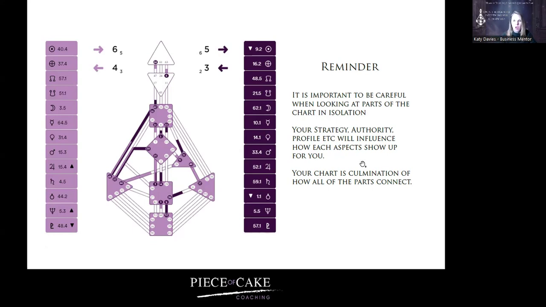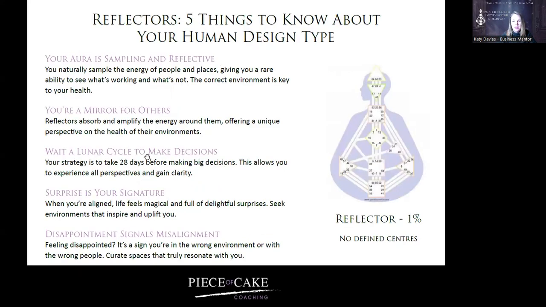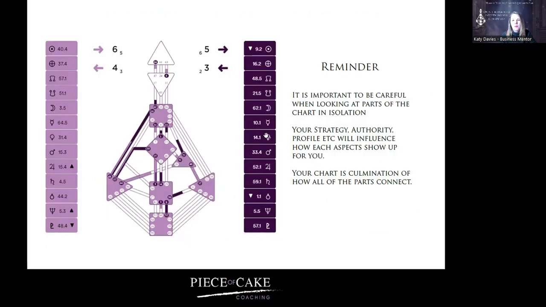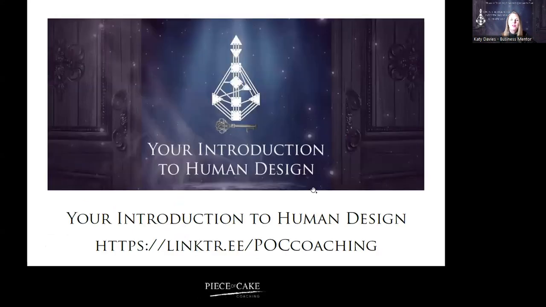So I've taken you through just the real basics of a reflector, but how you look at your whole chart and how you look at everything going on within your chart will actually then change the whole picture. So not every reflector is the same. Does that make sense?